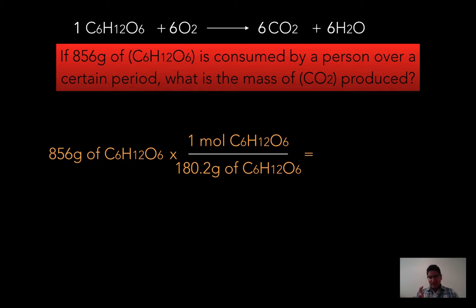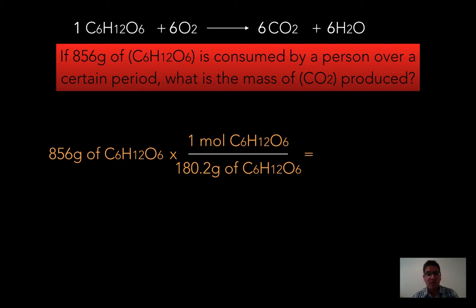So previously I looked up my molar mass of glucose. So that's the molar mass of carbon times 6, molar mass of hydrogen times 12, molar mass of oxygen times 6. If you need a refresher on how to find molar mass, please see previous videos. Okay, so the molar mass of glucose is 180.2 grams per mole.